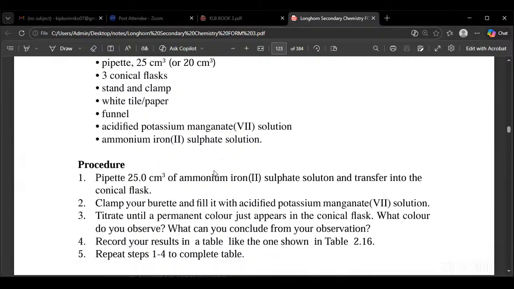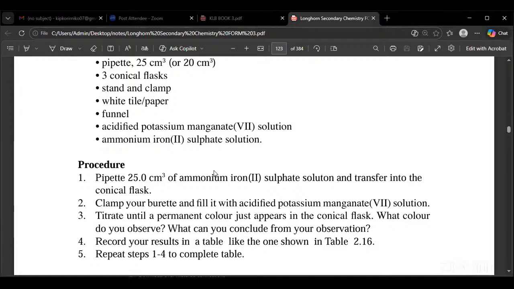You see now what is happening. And then titrate until a permanent color just appears in the conical flask. The permanent color actually in this case is a colorless one. It could change from colorless, which is ammonium iron 2 sulfate, to maybe purple, which is the color of that particular manganate 7 solution. So it could be changing. Sometimes you are supposed to use potassium manganate 7 in there. If one is put in the burette and the other in the conical flask, you should not be worried.